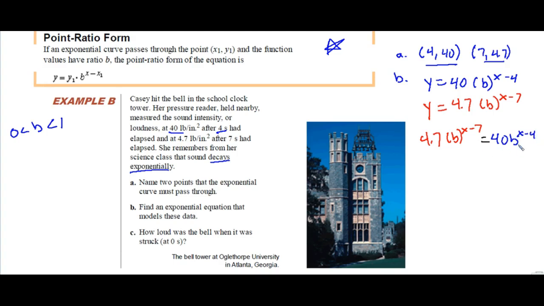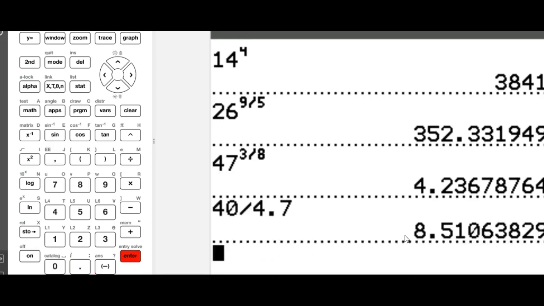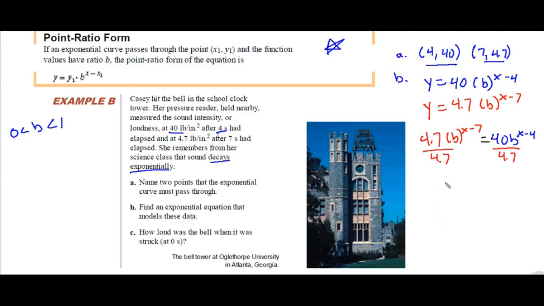Okay, so now let's say we want to really solve for b. So I'm going to divide both sides by 4.7 because I want to get the b's on one side. So I'm going to divide by 4.7, divide by 4.7, and we get 40 divided by 4.7. 40 divided by 4.7 gives us about 8.51. So this is over here on the right side, 8.51 about, and then that's going to be times b to the x minus 4.